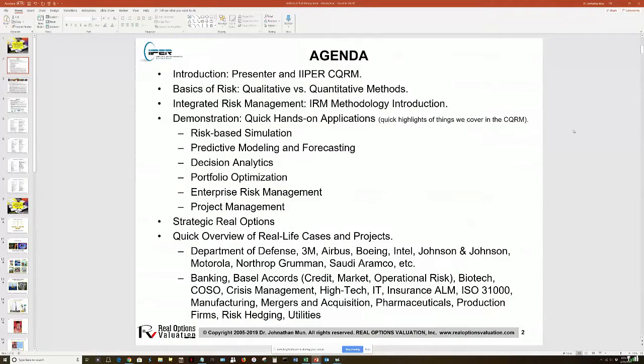Then decision analytics: how do you use these quantitative and qualitative methodologies to make better decisions? That's the whole point. How do you mitigate risk going forward? Looking at portfolios for risk hedging, enterprise risk management, where we're looking at heat maps, strategy maps, KRIs, key risk indicators, and so forth. We'll see how we mesh the qualitative and the quantitative methodologies together, project management and other different areas, depending on how much time we have.